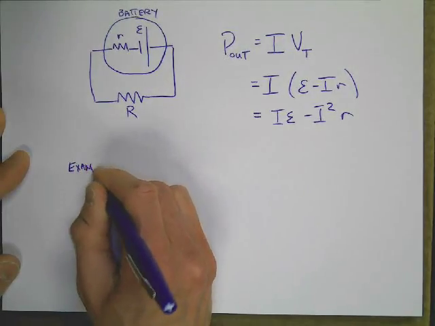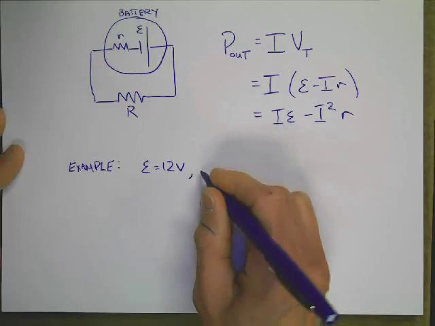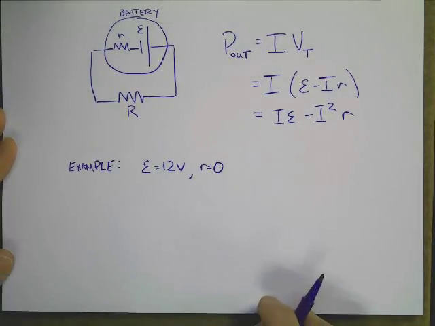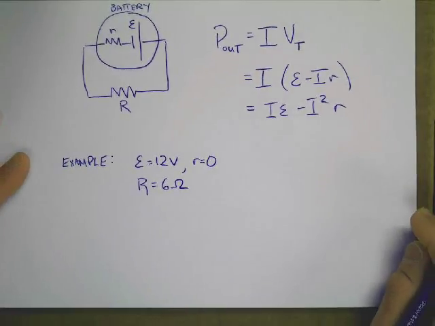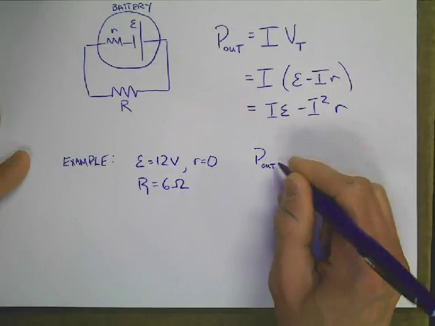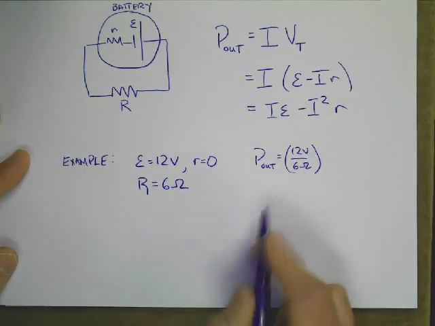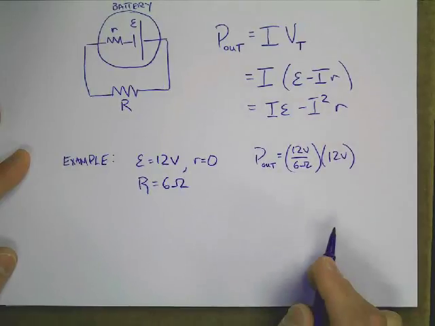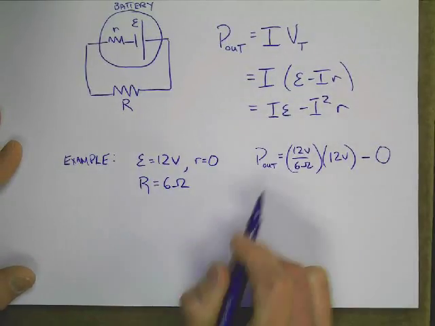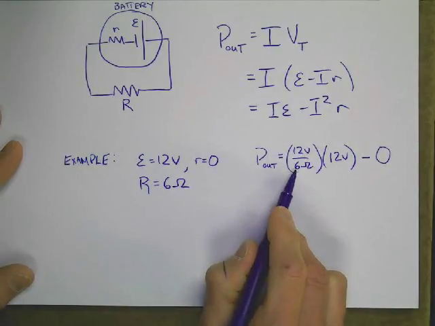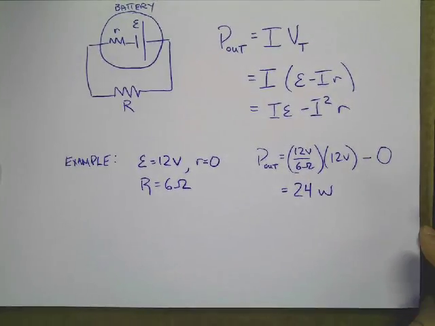So, for example, what if we have an EMF of 12 volts? Let's assume a perfect world where the internal resistance is 0. And let's say that we want to operate a 6 ohm light bulb filament. So the power that I could get ideally is going to be equal to my current, which will be 12 volts over 6 ohms, times my EMF of 12 volts, minus I squared times R, but there is no internal resistance, so there's nothing to subtract. So my current here is going to be 12 divided by 6, that's 2 amps. 2 amps times 12 volts is 24 watts.